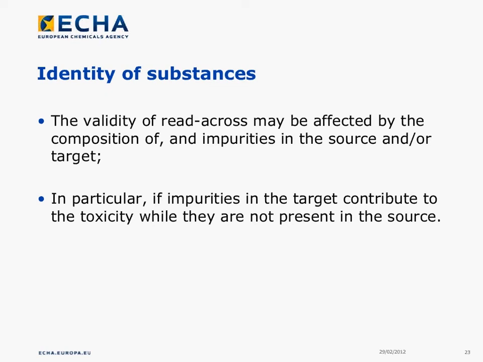The identity of the substance is, of course, very important. Validity of read-across may be affected by the composition of and the impurities in the source and/or the target. In particular, if the impurities in the target contribute to the toxicity while they are not present in the source. So you might want to test a very pure, 100% pure source and try to predict to a very similar target substance which has 10% of impurity. Well, we are never sure to what extent toxicity is caused by these 10%, or to what extent the 10% of impurity influences toxicity of the target substance.